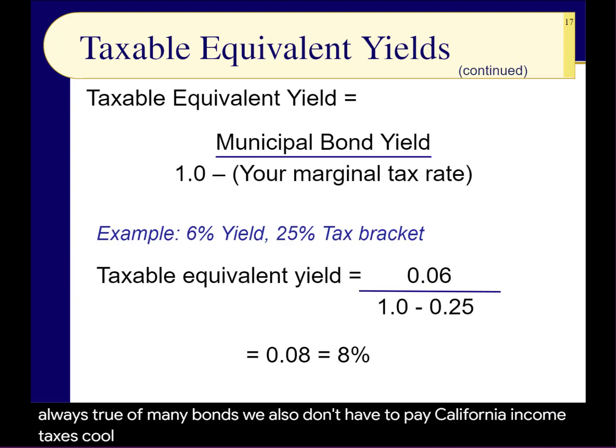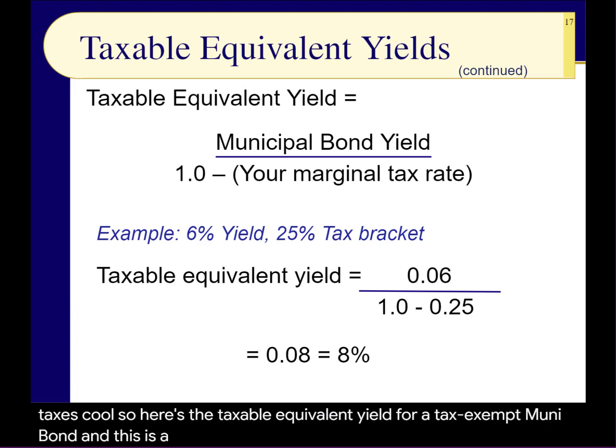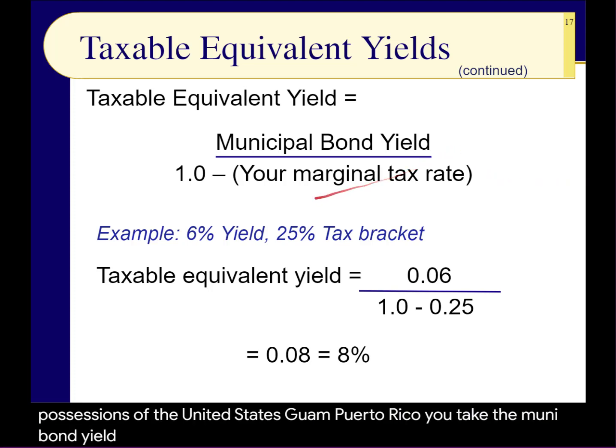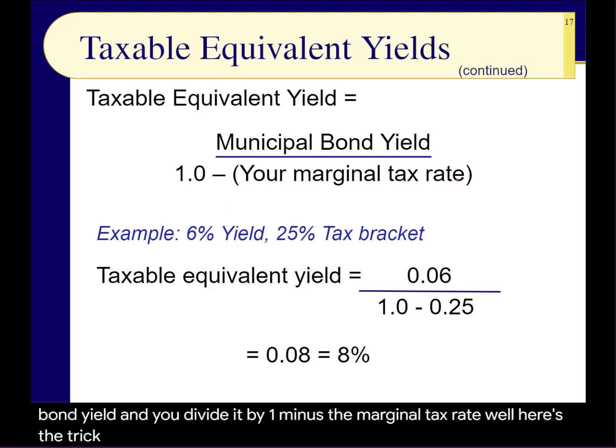Cool. So here's the taxable equivalent yield for a tax-exempt muni bond. And this is a typical bond purchased anywhere in the country, in possessions of the United States, Guam, Puerto Rico. You take the muni bond yield and you divide it by 1 minus the marginal tax rate. Well, here's the tricky part. You have to know what your marginal tax rate is.